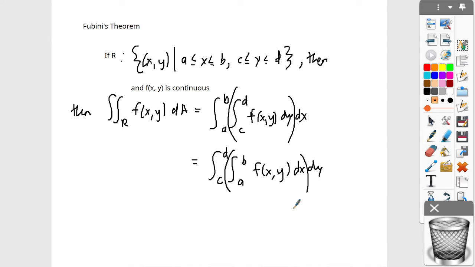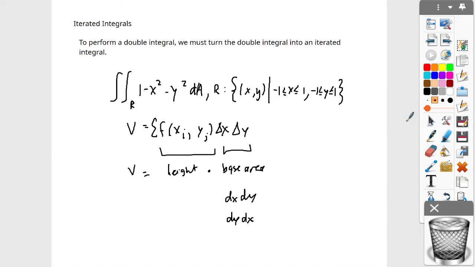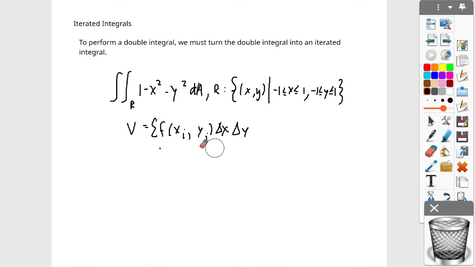It's like partial derivatives with Clairaut's theorem, where f of xy is equal to f of yx if the function's continuous and differentiable. But in this case, it only needs to be continuous. Then the double integral of f of x, y, dA is equal to these two double integrals where the bounds are switched. So yeah, I already basically said what I was going to say in this slide.